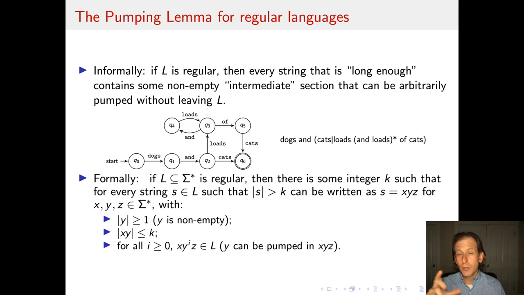You have to be able to repeat y 0 or more times. So since y is non-empty, one of those, the 0 times repetition, leads to a string that is shorter than s. If you have y exactly once, you would have s. If you have y more than once, you'll have a string that is longer than s. And that infinite series of strings that derives from pumping y in s all has to be in L.